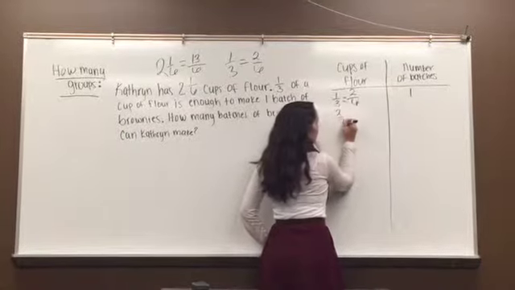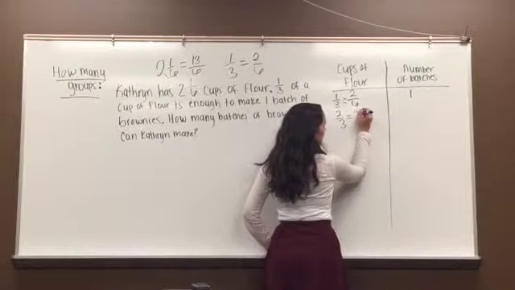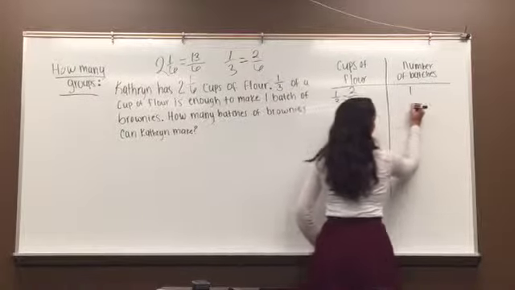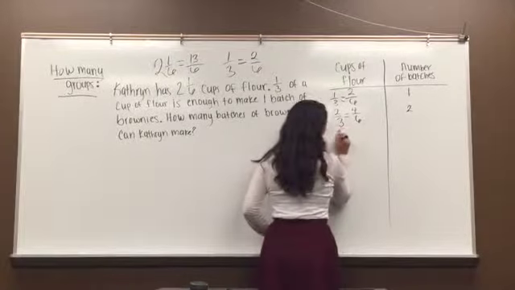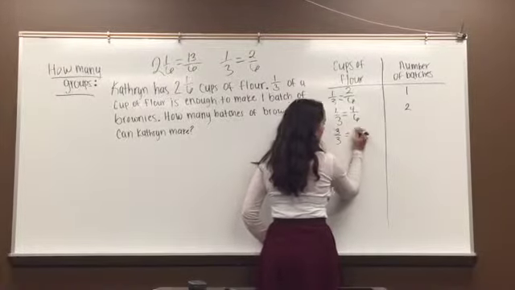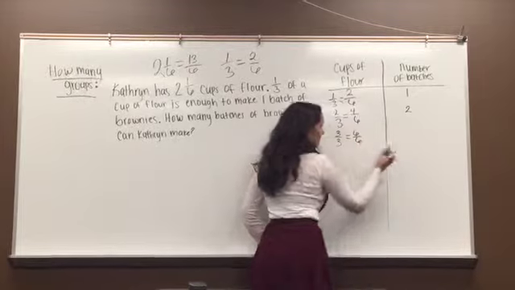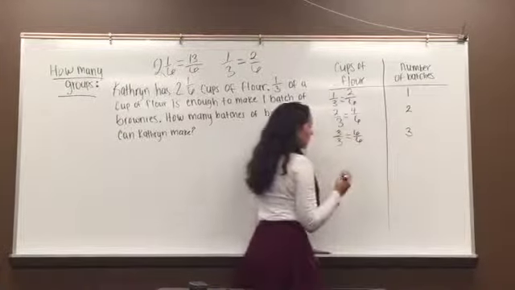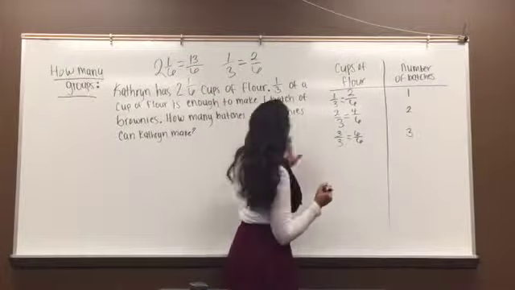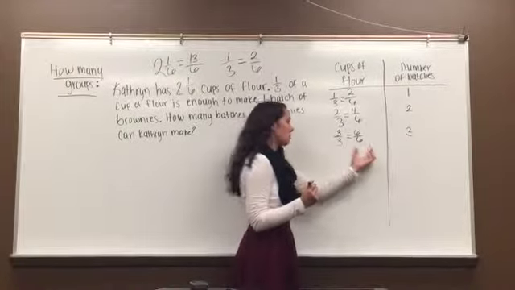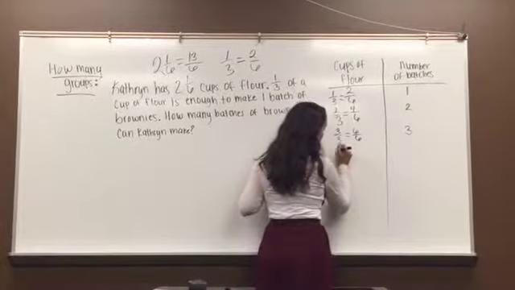2/3, which is the same as 4/6, is enough for 2 batches. And we just keep going down the chart. 3/3, which is 6/6, is 3 batches. And we're still looking for 13/6. So we're trying to get 13/6 in this column. So we still need to keep going.